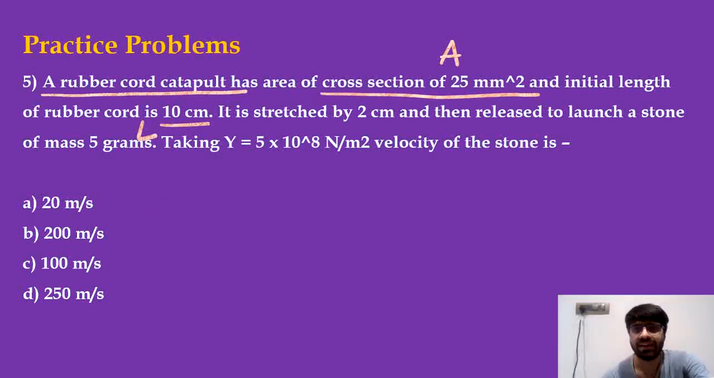It is having a cross-sectional area of 25 mm square, means the rubber that you're pulling is having a cross-sectional area of 25 mm square. The initial length is 10 centimeters. It is being stretched by 2 centimeters and then released to launch a stone whose mass is 5 grams. Taking the Young's modulus to be 5 into 10 to the power 8 Newton per meter square, what would be the velocity of the stone?